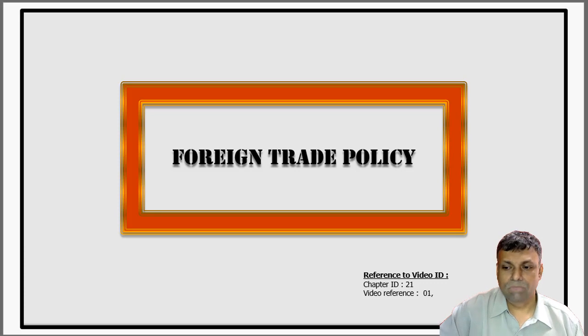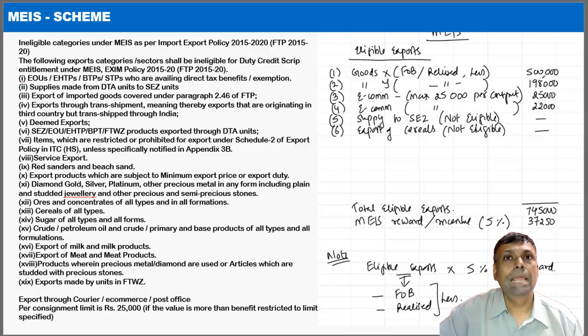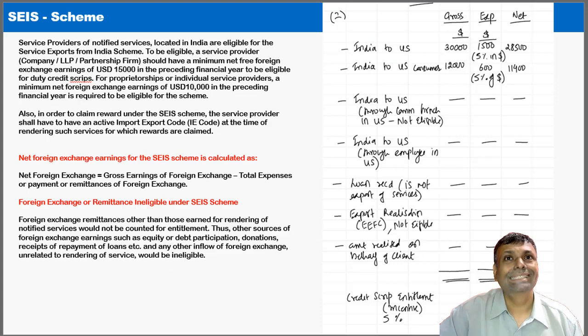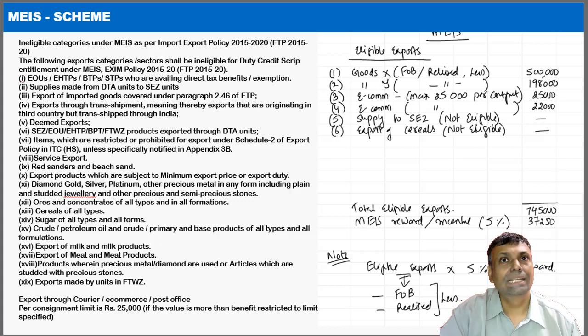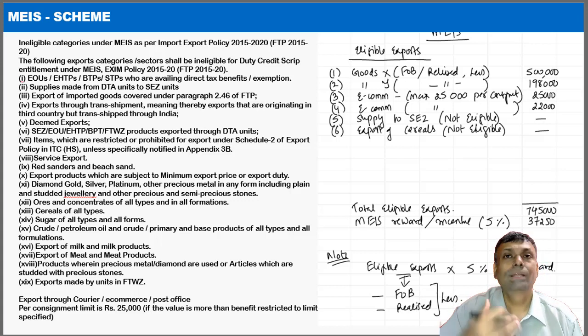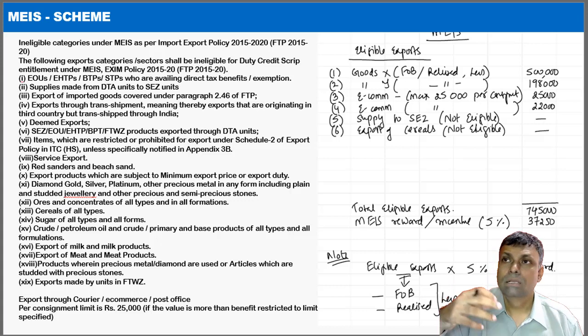As the word by itself says, it's a foreign trade policy. So one is the MEIS scheme, that is basically Merchandise Exports from India Scheme. And the second one is the SEIS scheme, that is basically Service Exports from India Scheme. Now these two schemes, friends, MEIS and SEIS, are basically going to give you some incentives for doing export. The one incentive is for exporting goods, the other incentive is for exporting services.